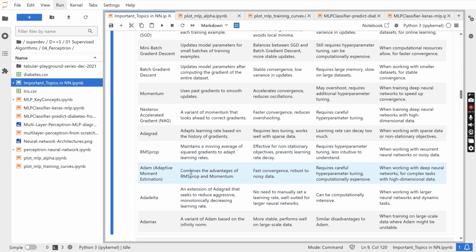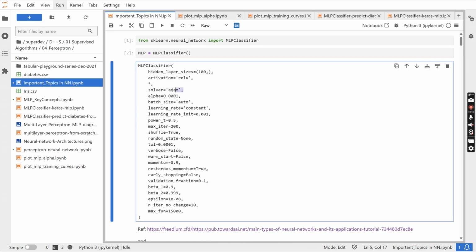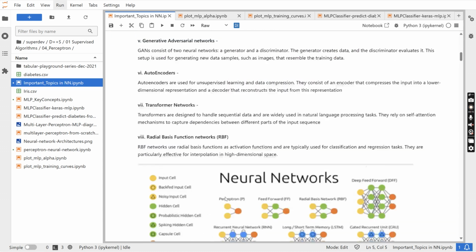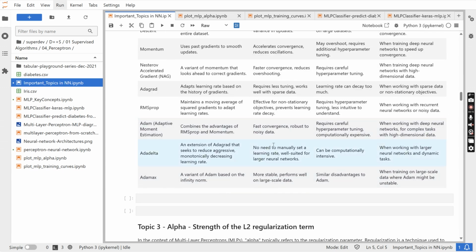So here what it does is, it delivers fast convergence and is robust to noisy data. This also requires hyperparameter tuning, and sometimes it's computationally expensive, and you should use it for complex tasks. If you have very high dimensional data, you should use Adam without even second thoughts. And that's because it is so good that it is used as the default solver in MLP also. Not only MLP, it's used as the default solver in various other places.